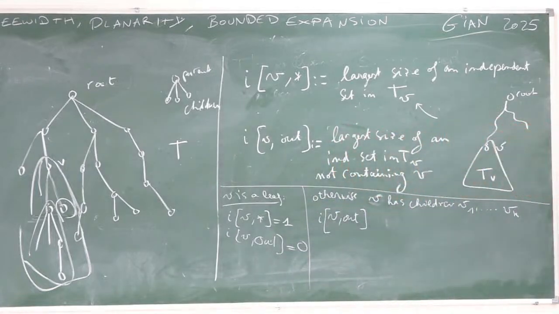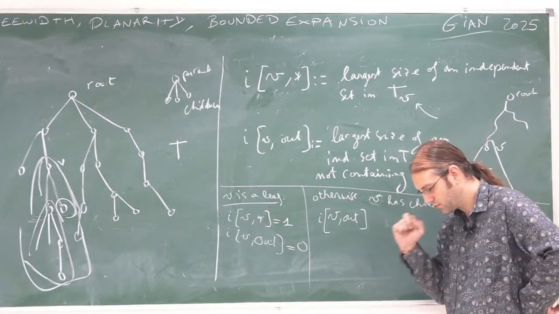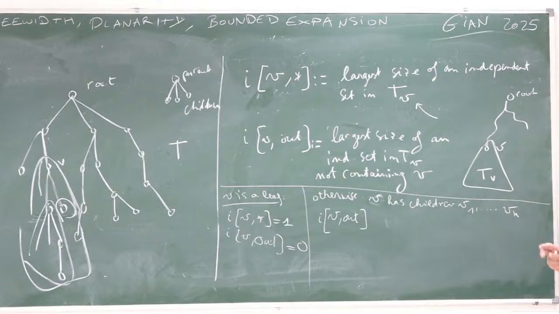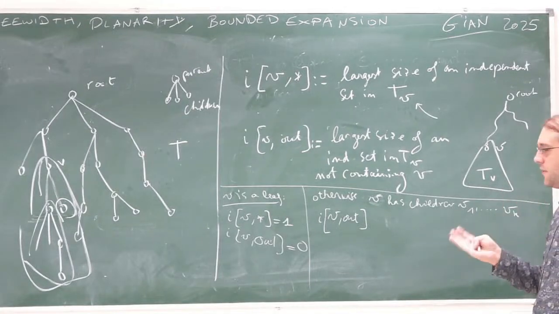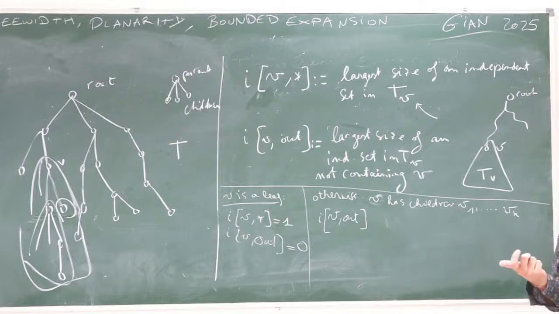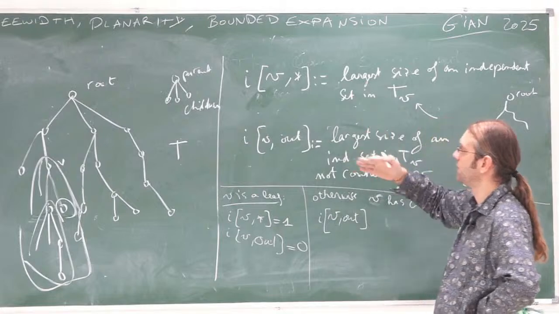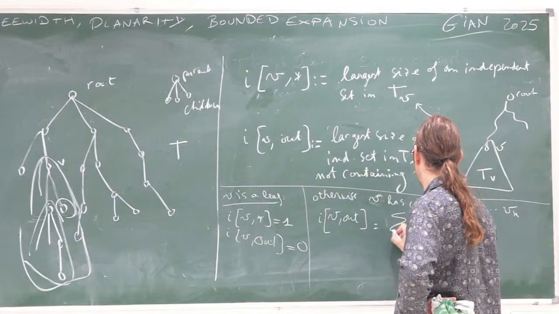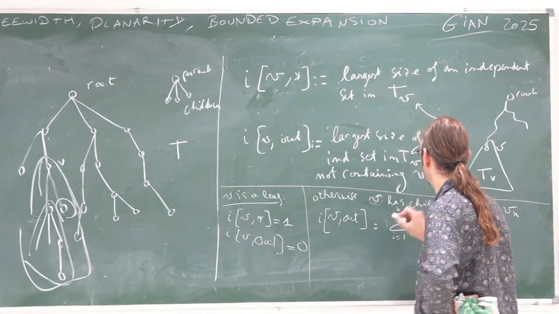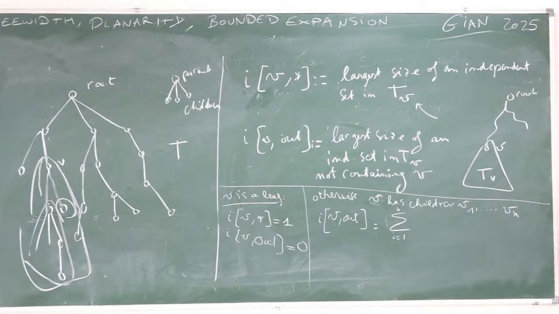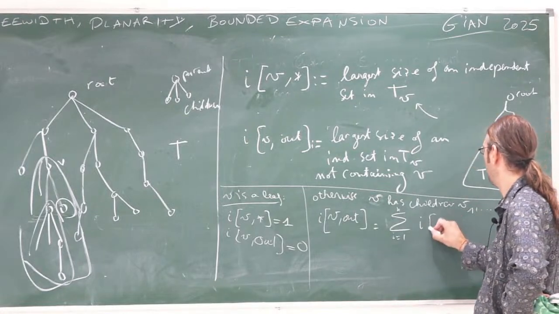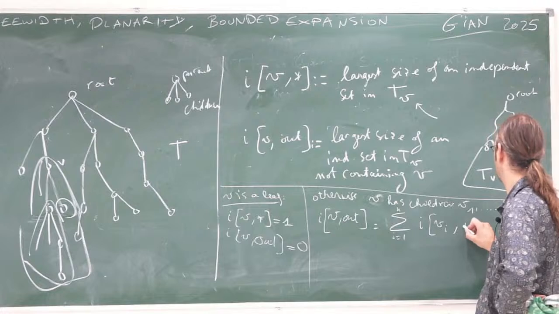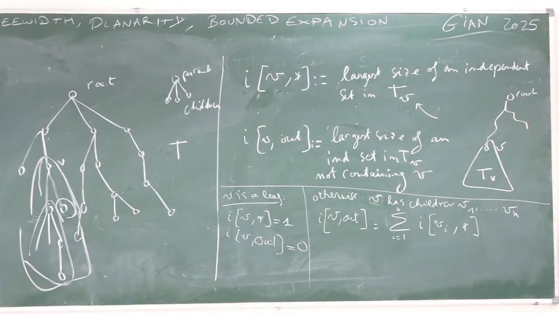So if I know that my V is out, so I know that I'm forcing V to be out. So I want to express using the children. But then, since V is out, I essentially have no constraint on the children. So I can just use for the children this function, which is, I will take for the children the largest independent. So this will be sum over all the children of this function.